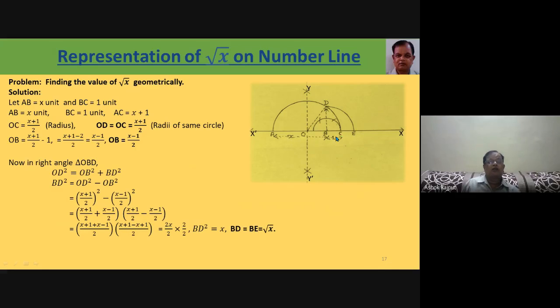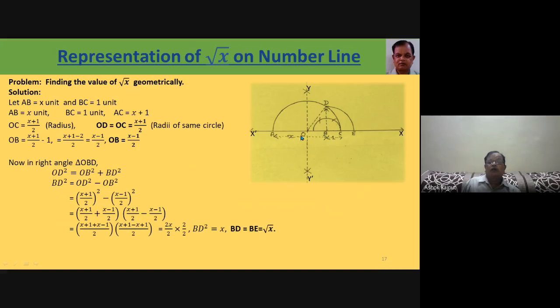So AC is x plus 1 units. Now we will divide it. We want to find the OC. Here, AC is the diameter of the semicircle and OC is the radius, because we know the radius is half of the diameter. So we divide x plus 1 by 2. So OC is the radius, it is x plus 1 by 2. OC equal to OD. We are saying here OC is center to circumference and OD is also center to circumference. So both are radii of the same circle.